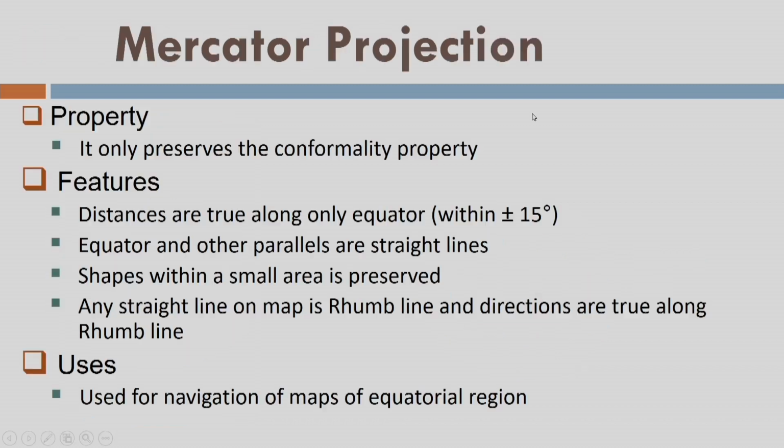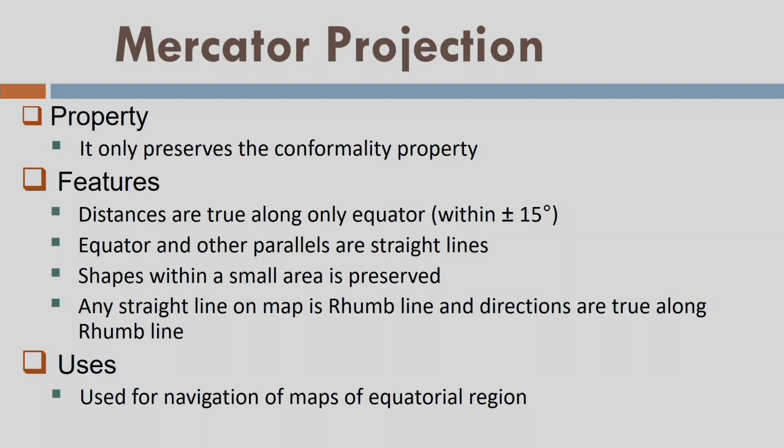Now let us look into the properties of the Mercator projection. It only preserves the conformality property. Distances are true only along the equator, within plus or minus 15 degrees. Now you can understand, with conic projection and stereographic projection as explained, that if the projection surface touches the ellipsoid, at that point we have maximum or minimum distortions, or the maximum properties are preserved.